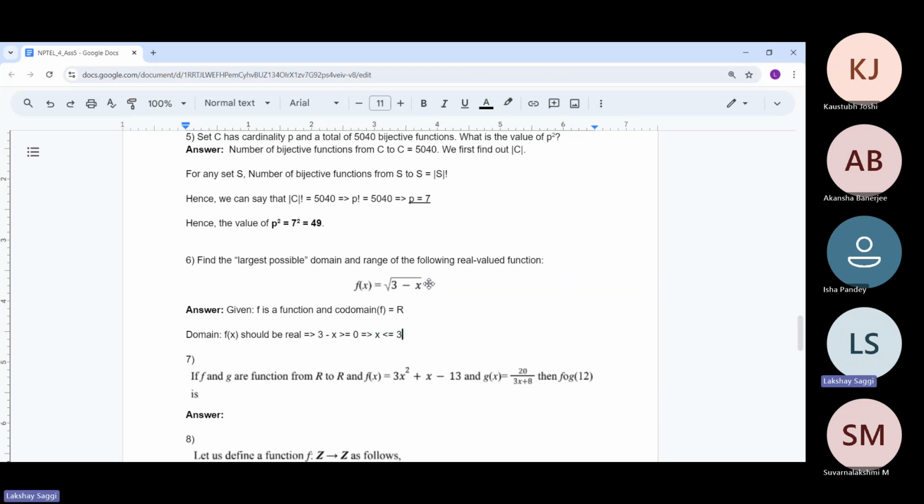It need not necessarily be greater than or equal to minus 3. Even if we put x as minus 10, then 3 minus of minus 10 will come out to be 13, and square root of 13 is a real number, right? So the correct answer is that the domain of f is nothing but from minus infinity to 3. Note that we have a closed bracket at 3 because at x equal to 3 also, this function is well defined. And obviously we always have open brackets at infinities. So this will be the domain.